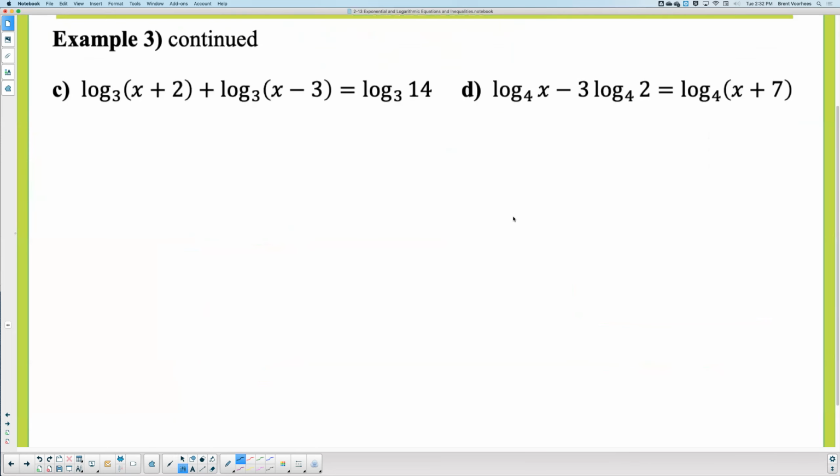So when I start checking for extraneous, that's what I mean. Sometimes we're going to get a value that's outside of the usable domain. All right, so let's begin.